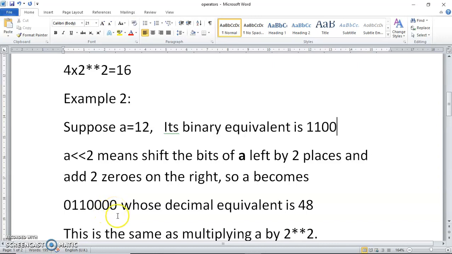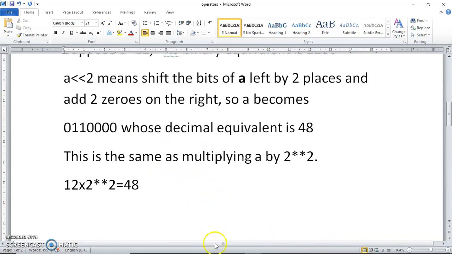You see here this 0 is 2 raised to power 0, this 0 is 2 raised to power 1, this 0 is 2 raised to power 2, this 0 is 2 raised to power 3, this 1 is 2 raised to power 4. So this is 2 raised to power 4 into 1, 16. This is 2 raised to power 5, that is 32. So 32 plus 16, the answer is 48. And this is the same as multiplying by 2 raised to power 2. So 2 raised to power 2 is 4 and 12 multiplied by 4, the answer is 48.